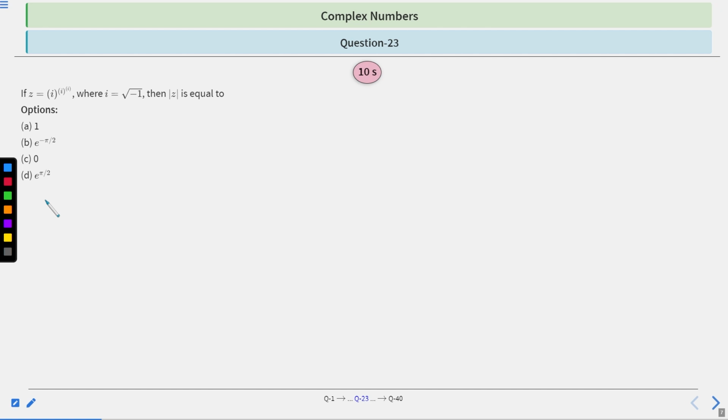Let's move to question number 23. Z is equal to iota to the power iota to the power iota, where iota is root over minus 1. Then calculate mod Z. Let's resume the solution after 10 seconds.